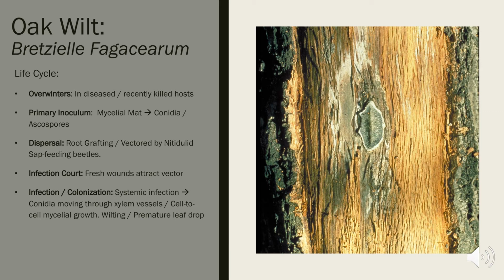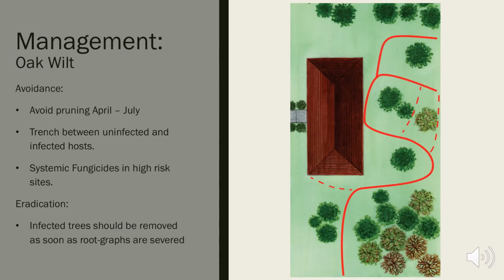The infection courts are fresh wounds, which the vectors are attracted to, and that's how spores can be transported from host to host. And then the infection and colonization is a systemic infection. Conidia can be transported through the xylem in the sap liquid, and the cell-to-cell mycelial growth colonizes those xylem vessels as well, leading to wilting or premature leaf drop.